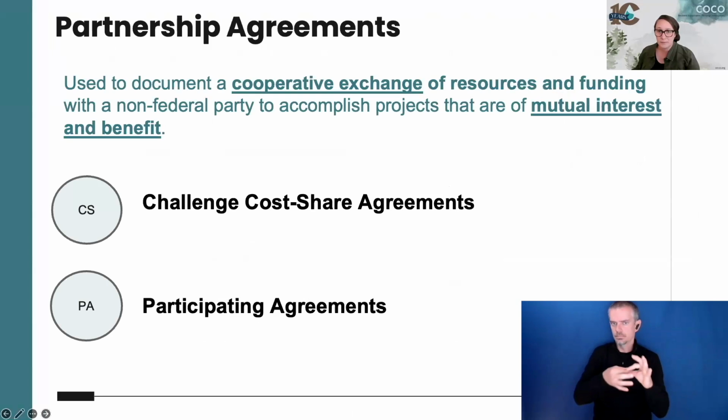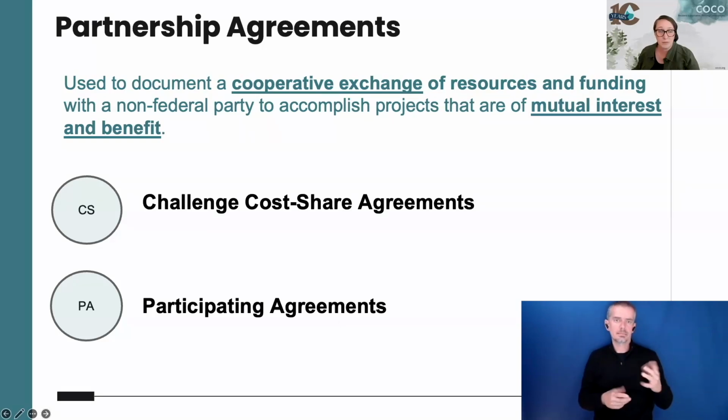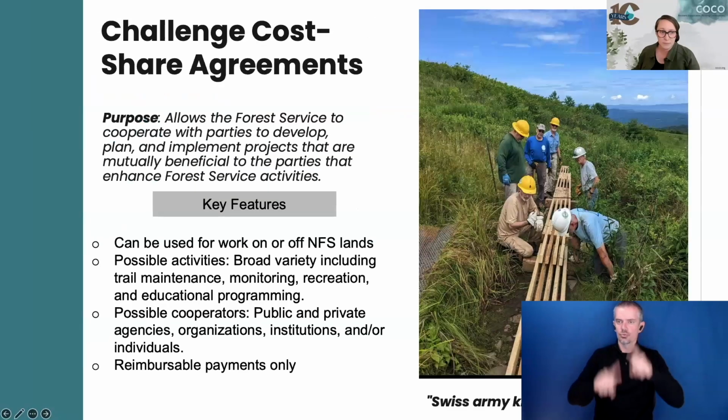Next slide, please. So diving deeper into this part of the grants and agreements universe, partnership agreements are one category of the non-federal financial assistance agreements. Key features are that they mutually benefit, mutual interest, and there's a greater U.S. Forest Service involvement. Two specific agreement types fall into this category. One is the challenge cost share agreements, and two are the participating agreements. Next slide, please.